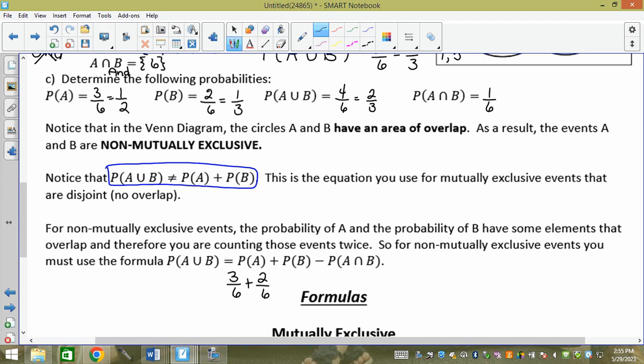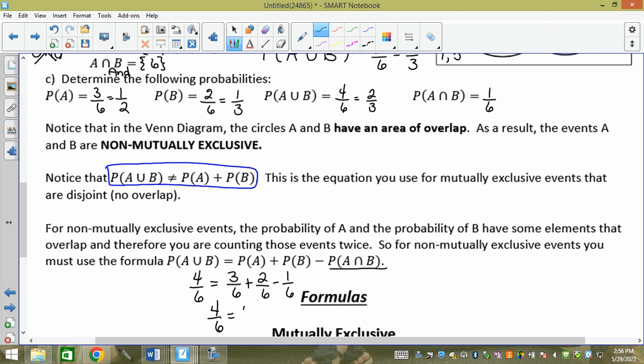So this one would have been 4 out of 6. If I put these together, that's 5 out of 6. Why is this right-hand side 5 out of 6? Because I counted the 6 in the A and I counted the 6 in the B. So I have to take off the overlap. And what's the overlap? One of them, 1 out of 6.